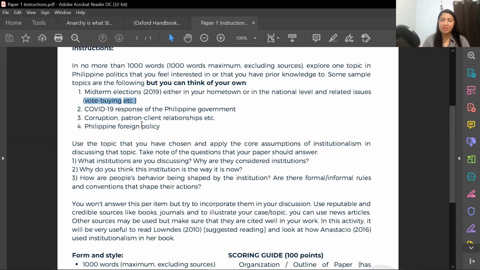So maybe this is also the expectation that I have from your paper. Like for example, the COVID-19 response of the government. Nabanggit ko na to sa paper, sa recorded lecture. We cannot say that the COVID-19 response of the government is unique in a way na nagbobobobohan sila sa gobyerno. No.